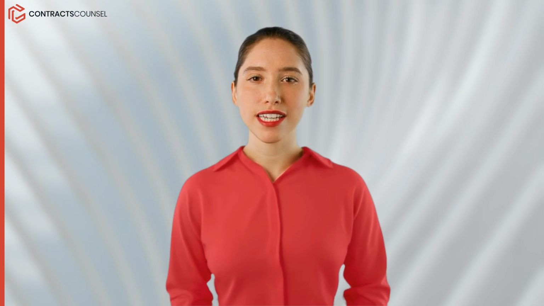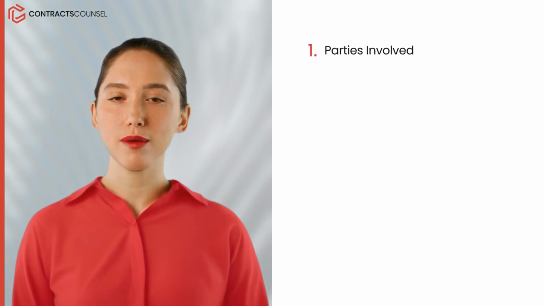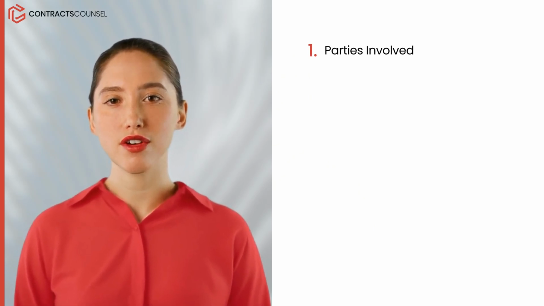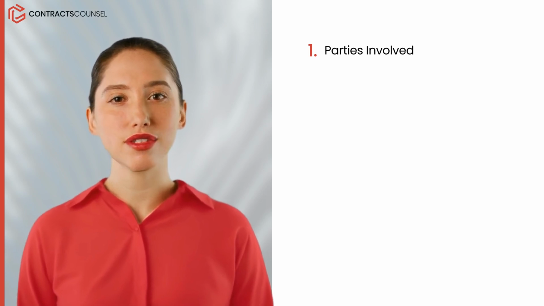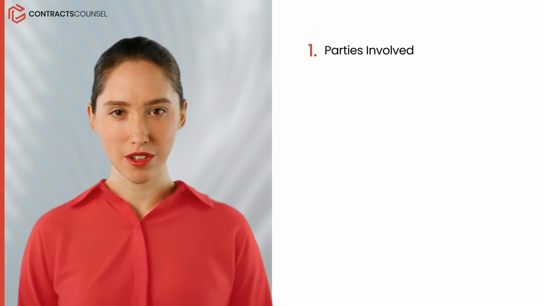Independent contractor agreements contain many important terms that you should understand. Here are some key terms to look for. 1. Parties involved. Ensure that the names and details of all parties involved are correctly stated. If there are two businesses in the transaction, make sure the full legal names of the businesses are used.